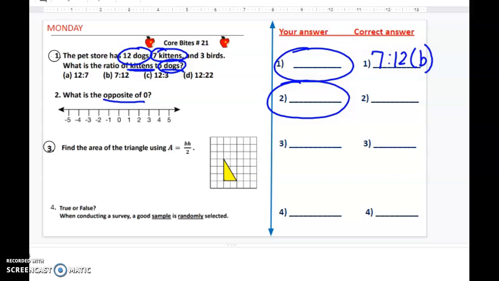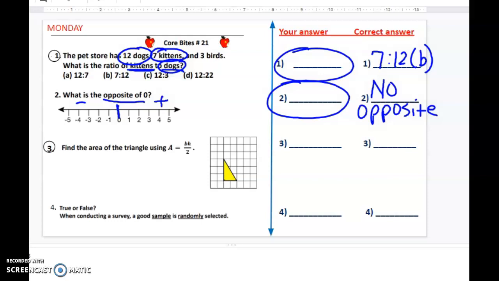Hopefully you said that 0 has no opposite. If you'll notice on the number line, 0 is in the middle and it separates the positive numbers from the negatives. So because opposite numbers have to be the same distance away from 0, 0 is that number that we look for distance. So it does not have an opposite.